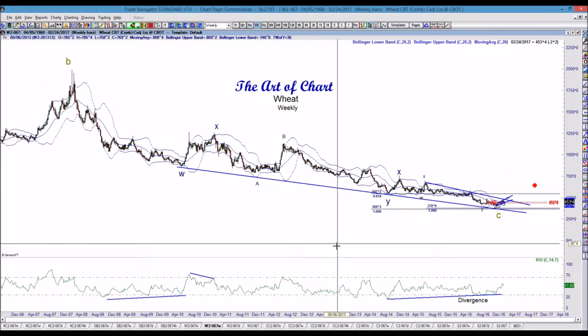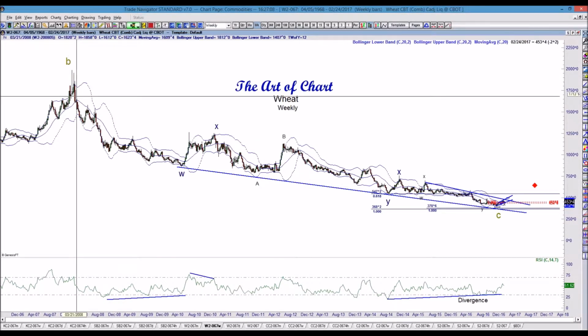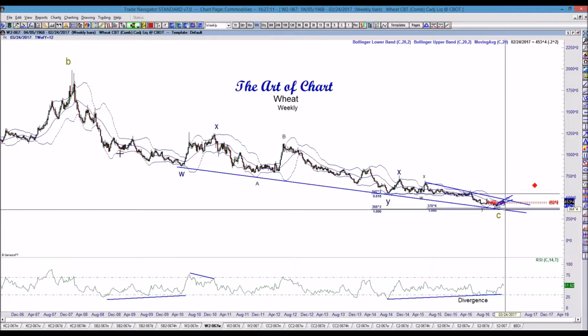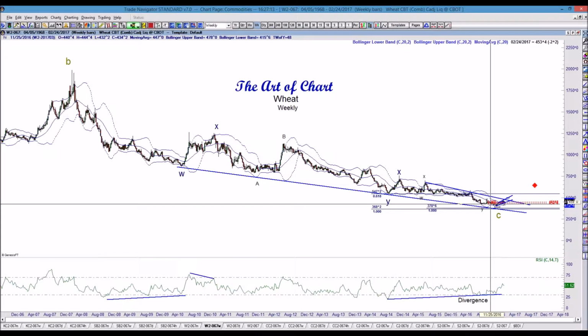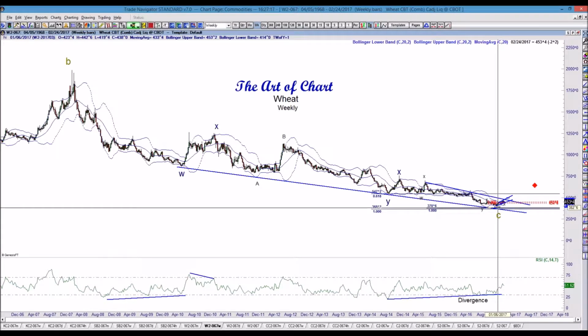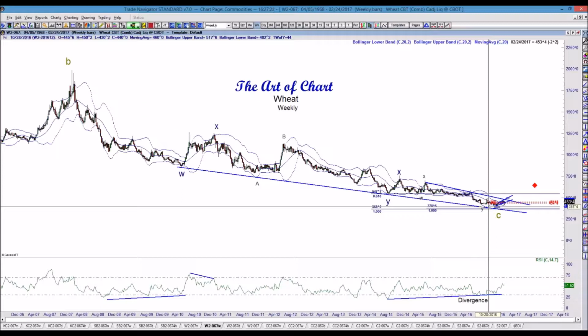Now let me just give you the example. Here's wheat. Here is a long-term trend in wheat all the way since 2008. We were looking at a possible turn here, a big timing cycle low here, and we were looking at this. I posted it on the weekly call.